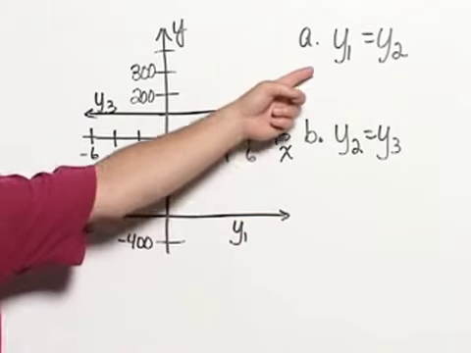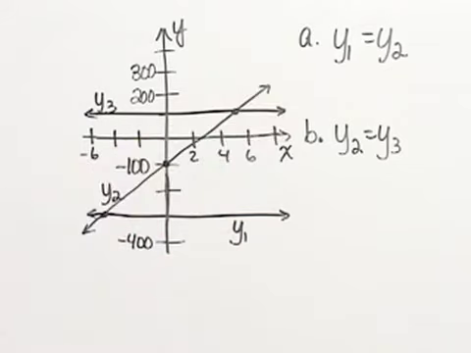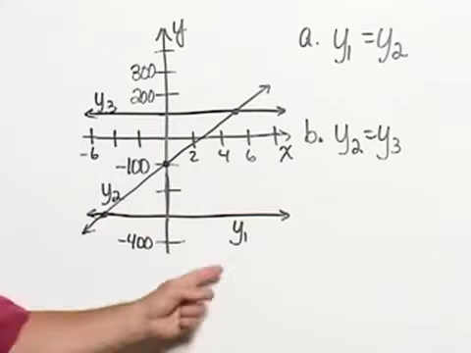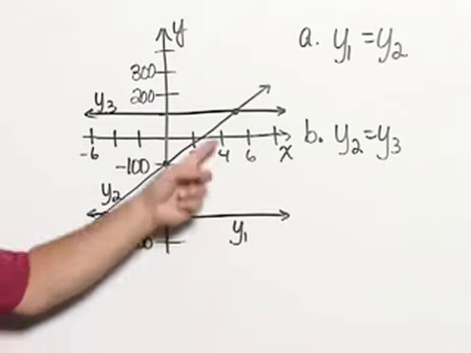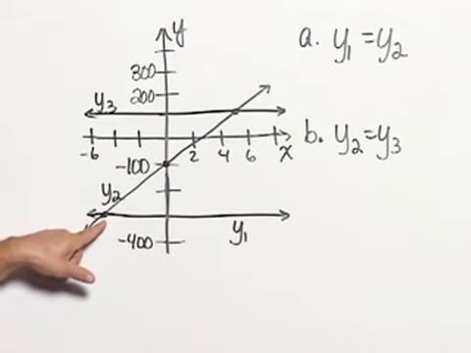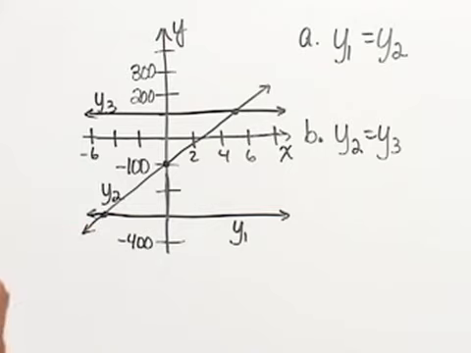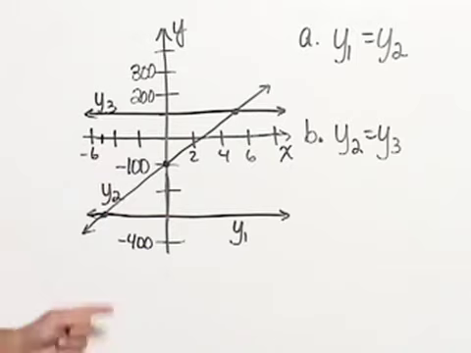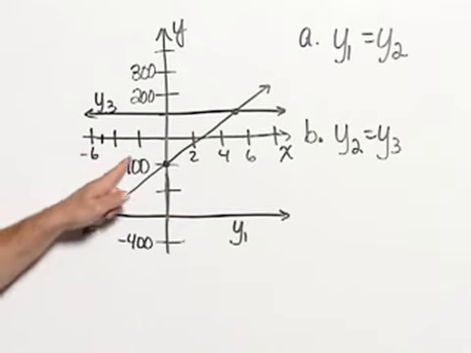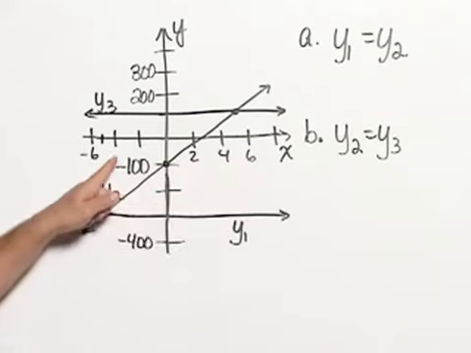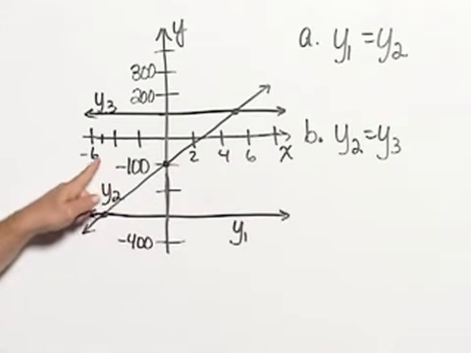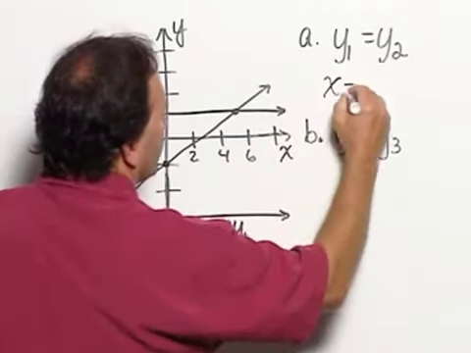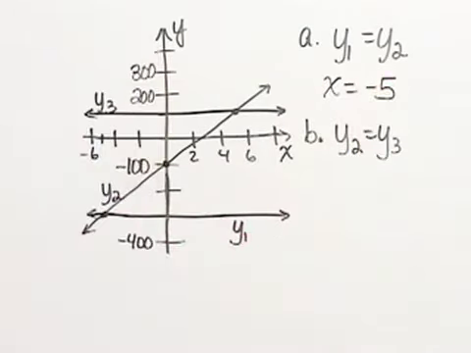The first part is for us to solve Y sub 1 equals Y sub 2. So we look for the intersection of lines 1 and 2. Here's line 1, here's line 2, and this is where they intersect. In particular, what we're interested in is the x value. And the x value appears to be halfway between these marks, and we'll notice that each mark is the equivalent of 2. So this is halfway between -4 and -6, or in other words, x is equal to -5.